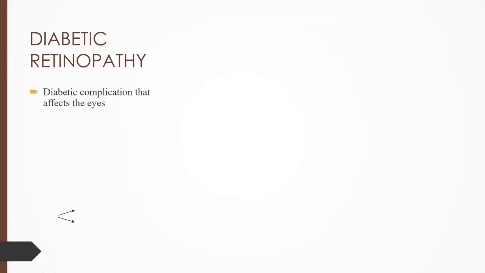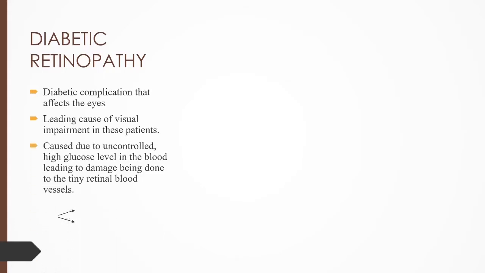So, diabetic retinopathy, what is that? It is a diabetic complication that affects the eyes. It is one of the leading causes of visual impairment in patients with diabetes. Diabetic retinopathy is caused by uncontrolled high glucose levels in the blood, leading to damage to the tiny retinal blood vessels. It can be classified into non-proliferative diabetic retinopathy, NPDR, or proliferative diabetic retinopathy.